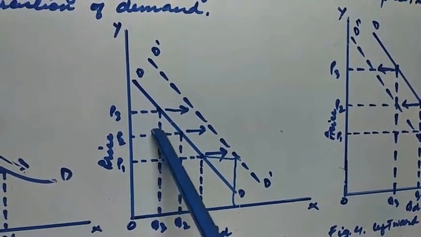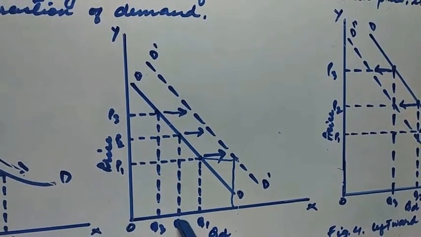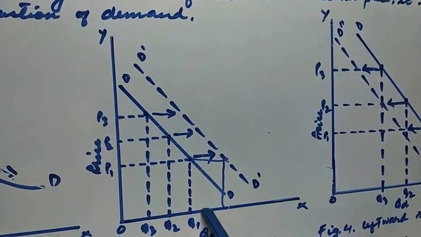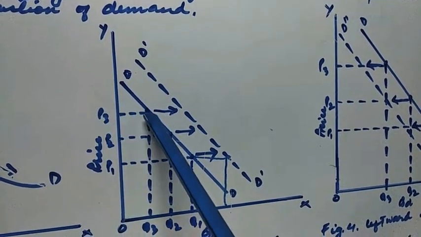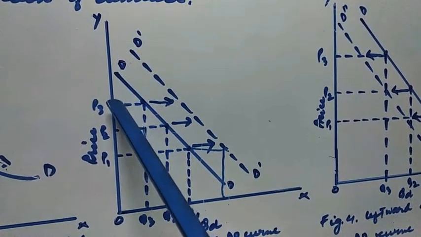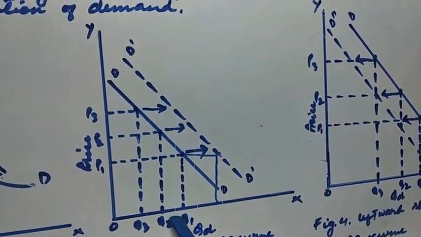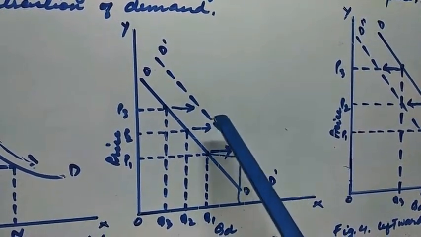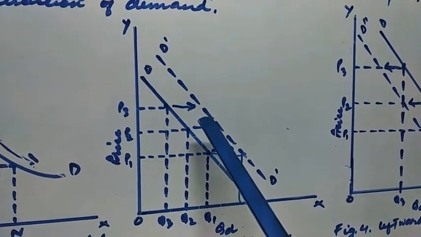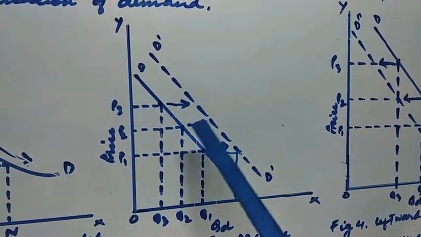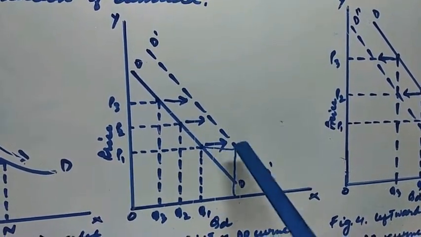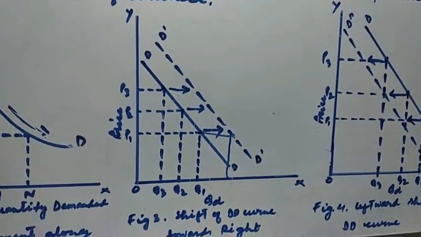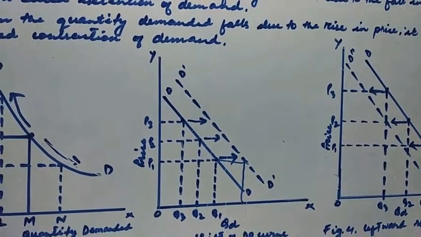Further, at P2 also, earlier it was demanding only at this point, and now it is able to demand this much quantity. At P3 also, earlier it was demanding only Q3, but now it is capable of demanding up to this much quantity. So because of the shift in the demand curve, which happens because of the increase in the income of a consumer, now a consumer can demand more quantity at the same price level. That is the extension of the demand curve.